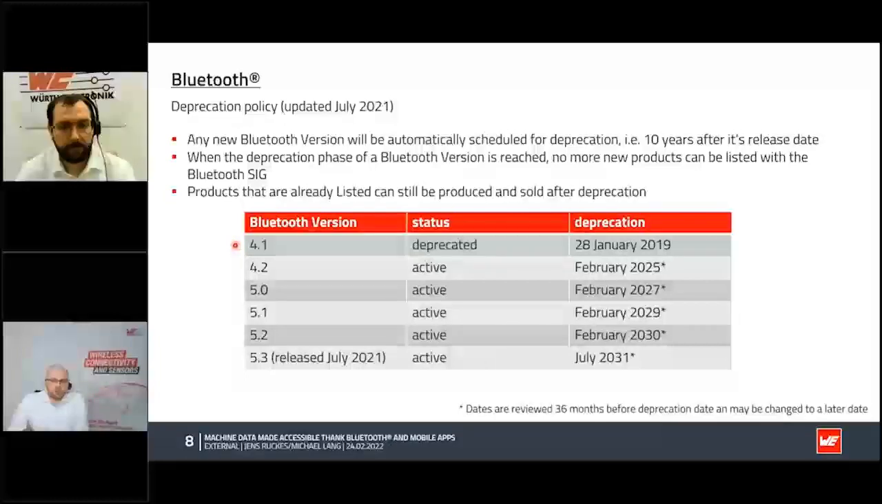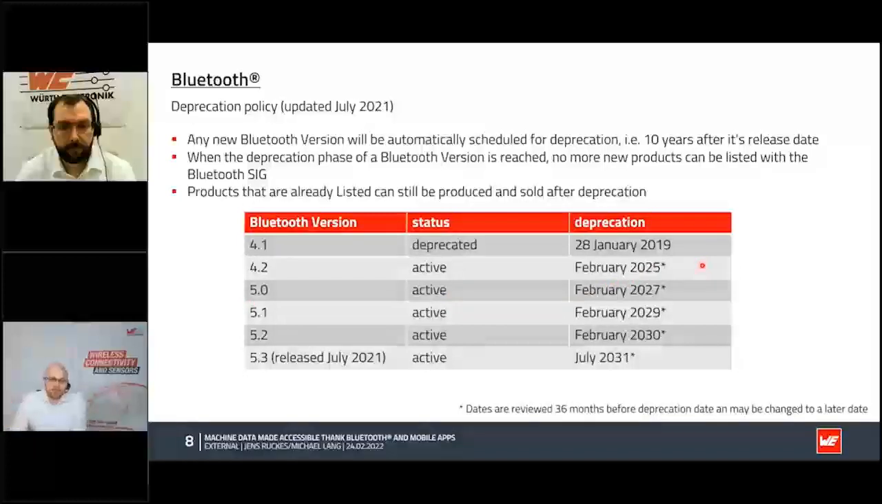So if you already have a listing, you can bring it on the market, and you can, of course, build the devices on and on and on. There is no limit, but you cannot do a new listing then. As you see, standard 4.1 has been deprecated for 3 years now, and the following standards also have a time that's not very fixed.